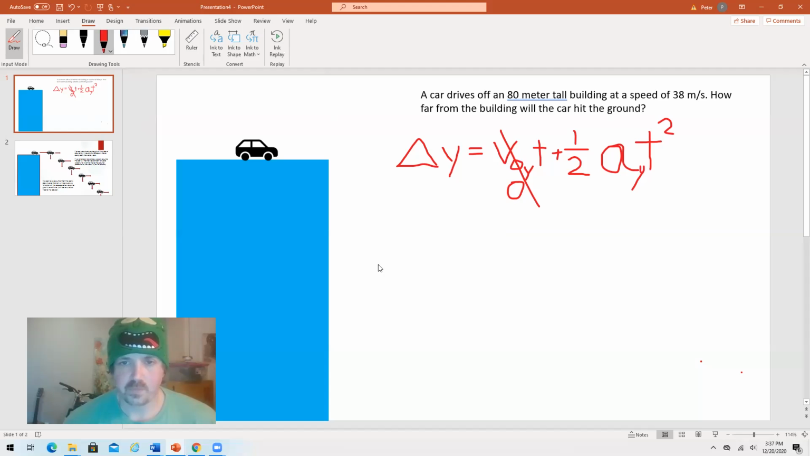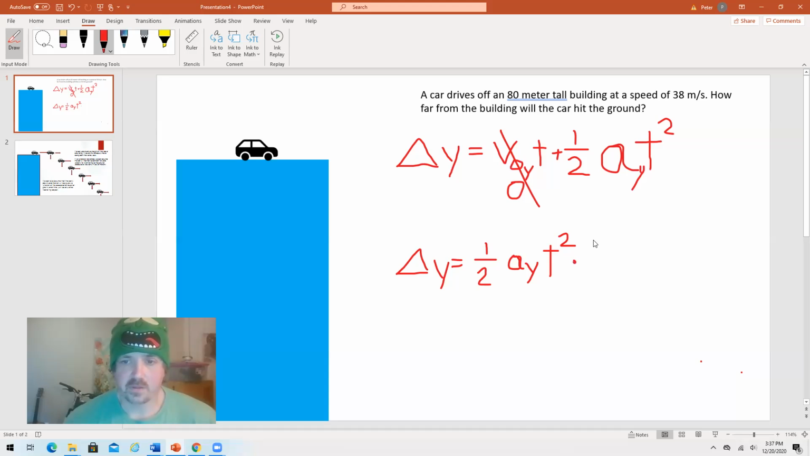So this goes away, and so we just end up with delta y equals 1/2 a in the y t squared, okay? So I don't really like this fraction here, right? I would prefer not to have fractions in my equation. So what I can do is I can just multiply both sides by 2.